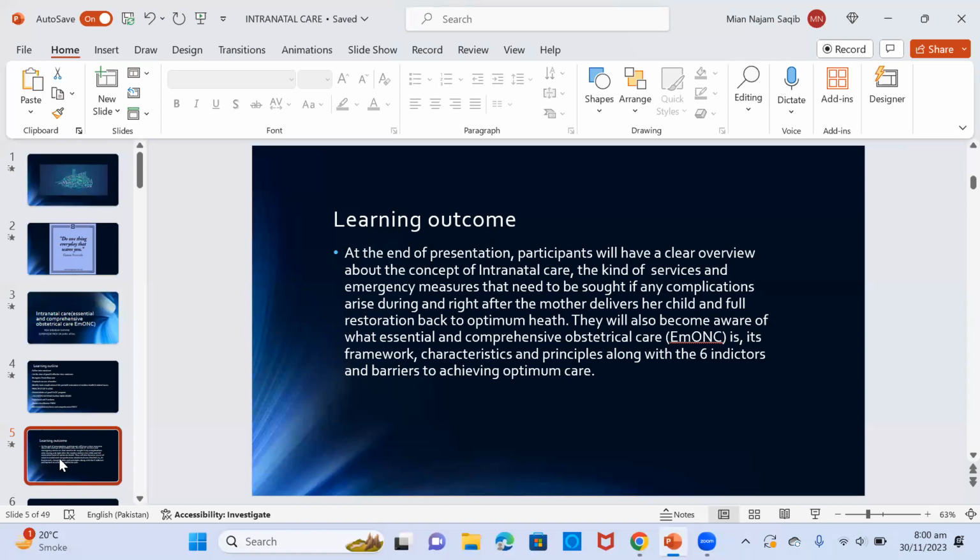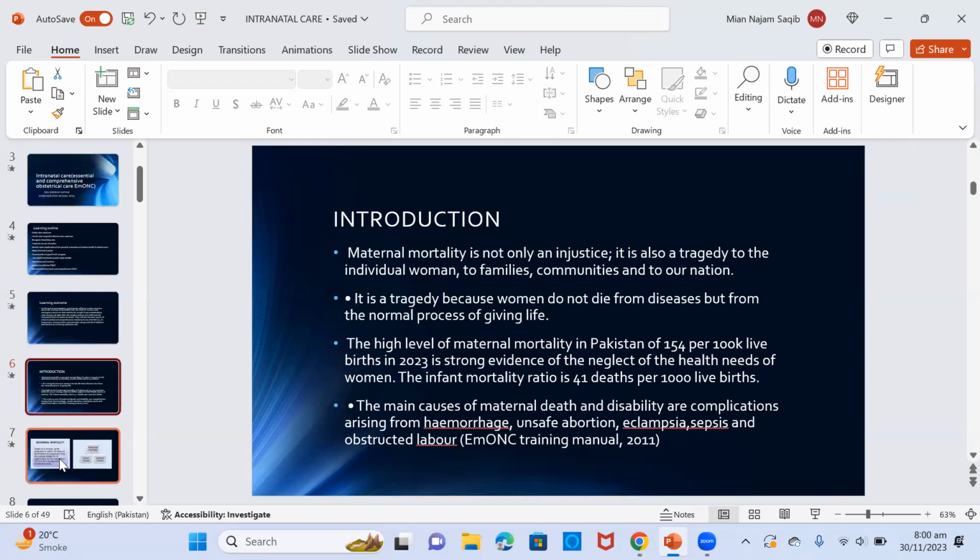Learning outcome. At the end of the presentation, participants will have a clear overview about the concept of intranatal care, the kind of services and emergency measures that need to be sought if any complications arise during and after the mother delivers her child, and full restoration back to optimum health. They will also become aware of what essential and comprehensive obstetrical care is, its framework, characteristics, and principles, along with the 6 indicators and barriers for achieving optimum care.